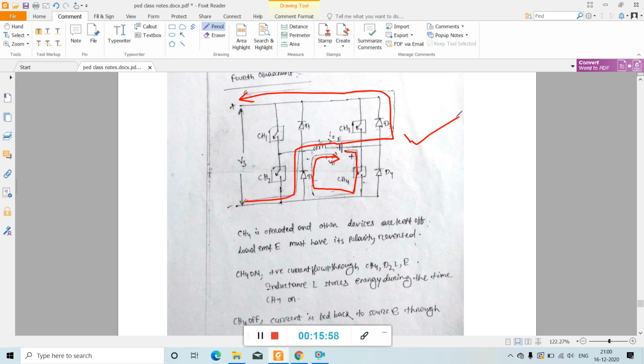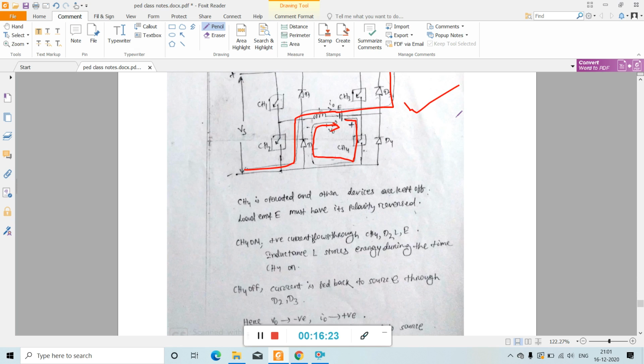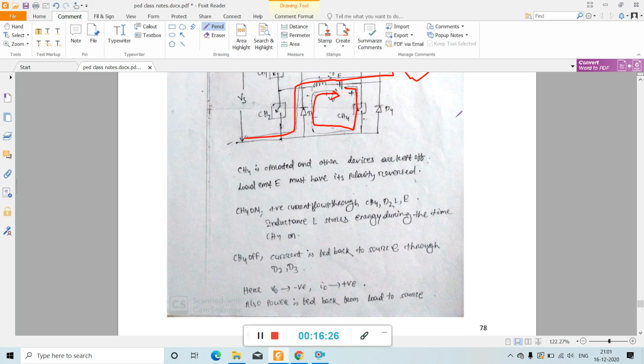from the load to the source. Here voltage is negative but current is positive, leading to chopper operation in the fourth quadrant. So power is fed back from load to source. In fourth quadrant operation, power is fed back from load to source. That's why here the chopper operates as a step up chopper. Everything about the fourth quadrant operation is mentioned here, and this is all about the operation of the chopper in all four quadrants.